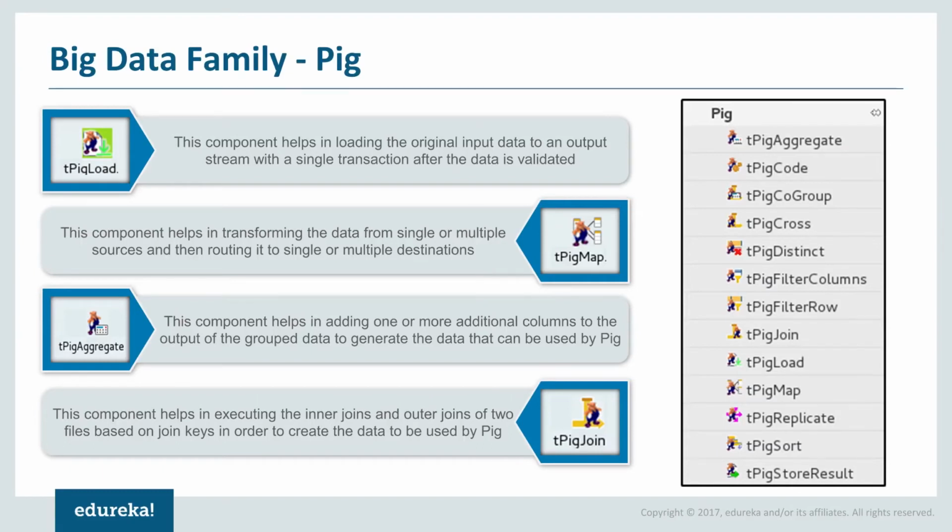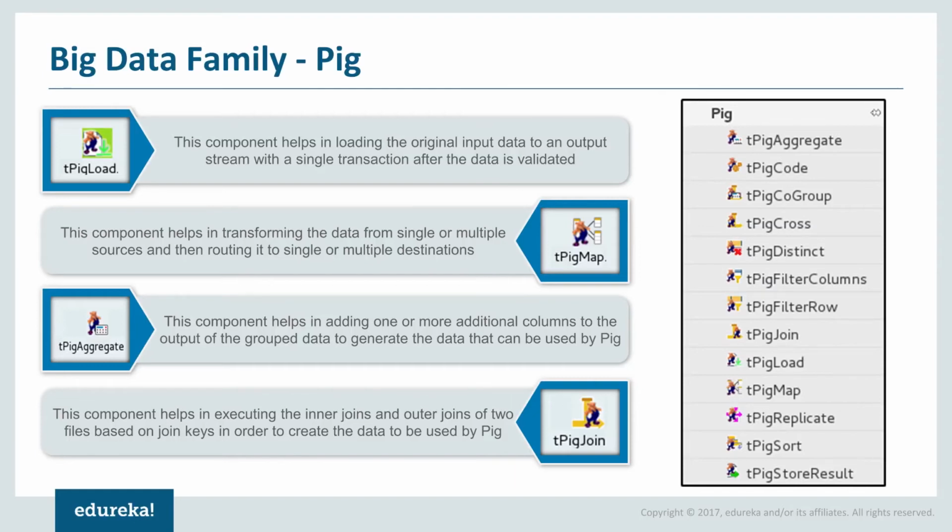So tPigAggregate is a component, as the name itself suggests, used for aggregating the data based on one or more columns. And we also have tPigJoin, which helps in executing the inner joins and outer joins of two files, only two files. tPigMap can work on more than two. tPigJoin can work on only two, right? So it joins, and in order to create the data used by the Pig sources.